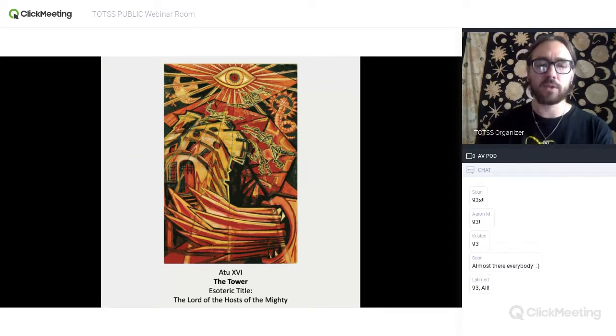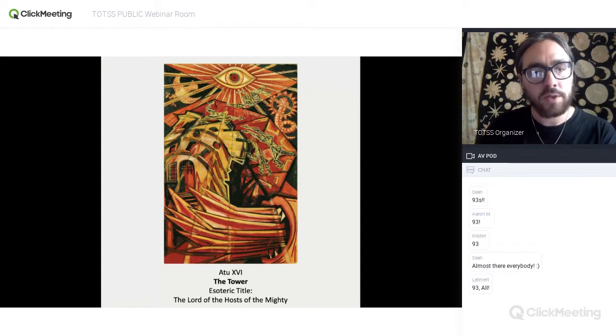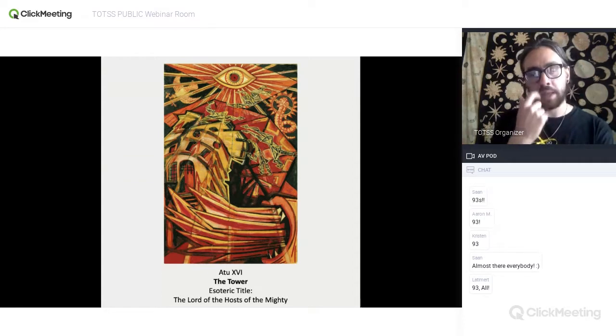Some of the style of this card really reminds me of German Expressionism, if you're familiar with German Expressionist art from the early 20th century. Kind of powerful, expressive. The dynamism of it is very immediately obvious. And obviously, you see the tower over on the left, kind of in the center. And you see these figures tumbling out of the tower. And Crowley's done them as these kind of geometric figures, which is a very interesting thing.